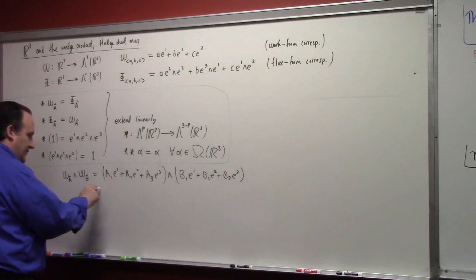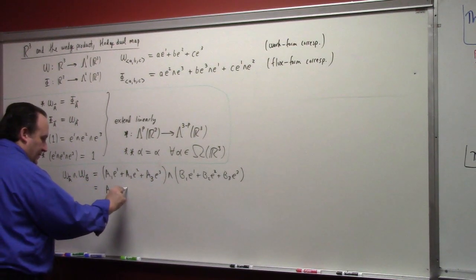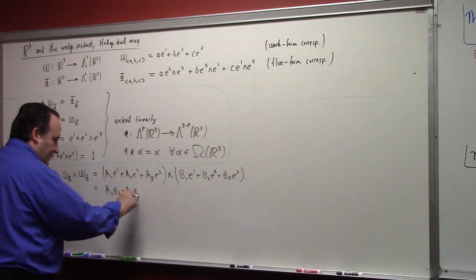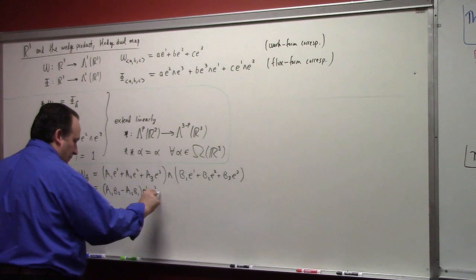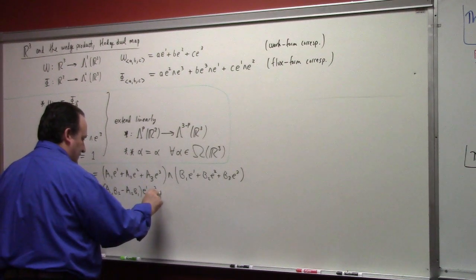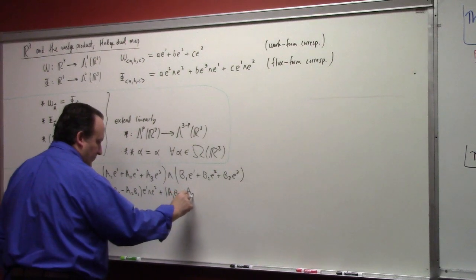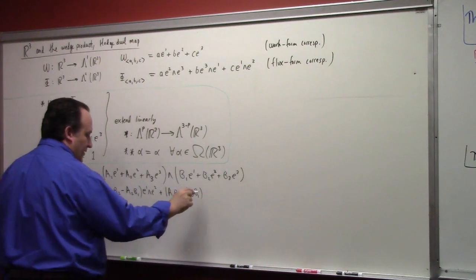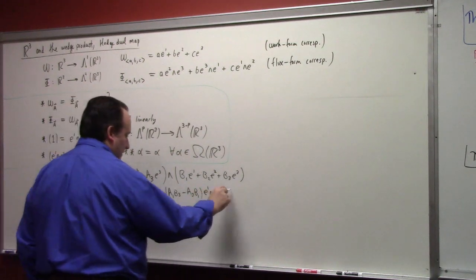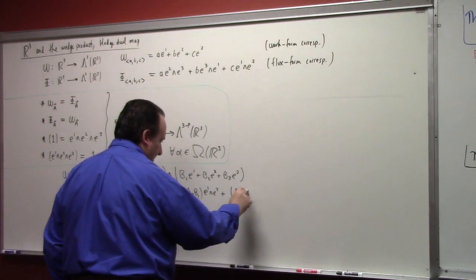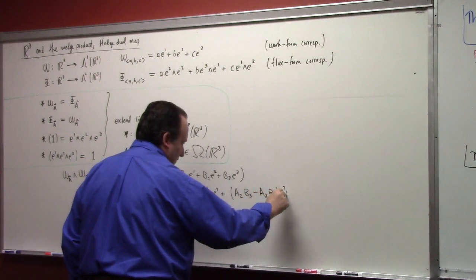And what do we get? Well, we get A1 B2 minus A2 B1 E1 wedge E2 plus A1 B3 minus A3 B1 E1 wedge E3 plus A2 B3 minus A3 B2 E2 wedge E3.